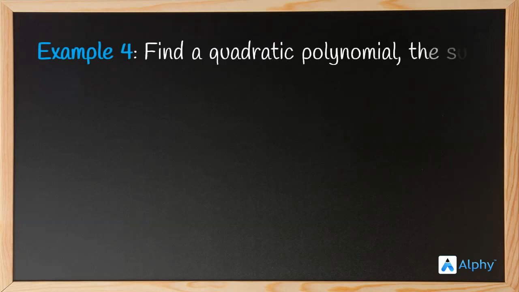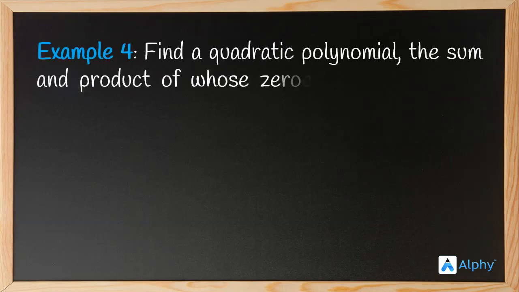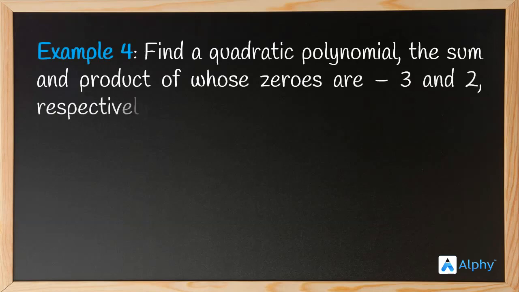Today we are going to discuss example number 4. Find a quadratic polynomial, the sum and product of whose zeros are -3 and 2 respectively. So today you do not have to find the zero of a polynomial, but you have to find the polynomial instead. And you have been given that the sum of zeros is -3 and product is 2. So let's begin.